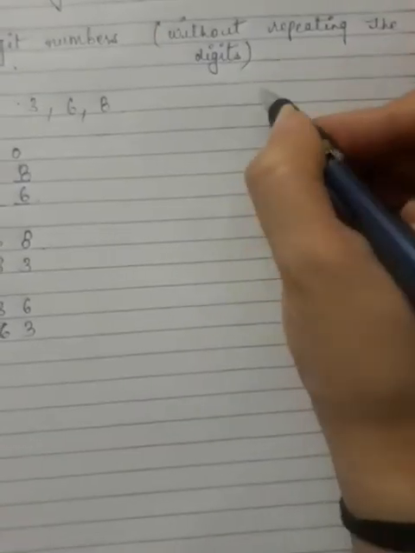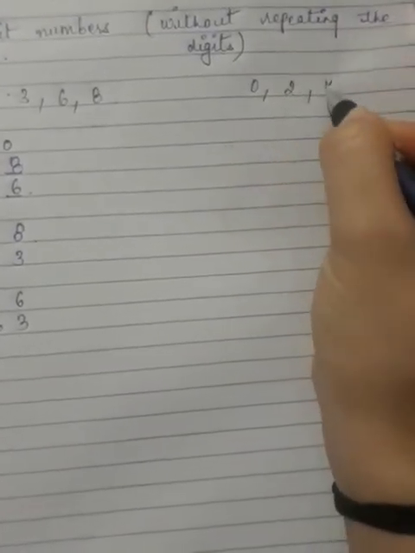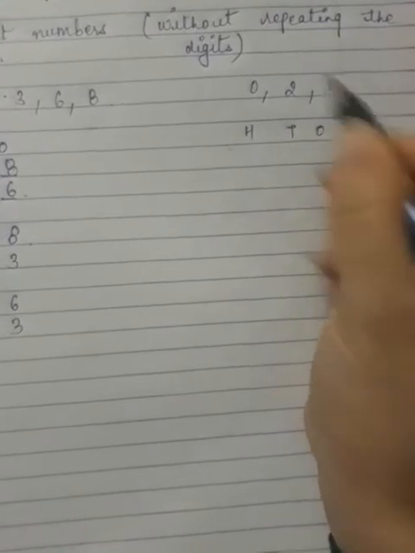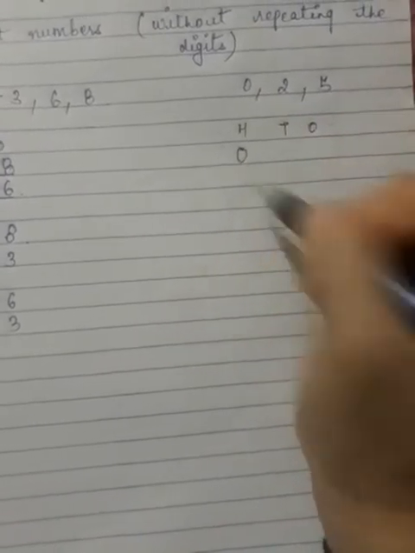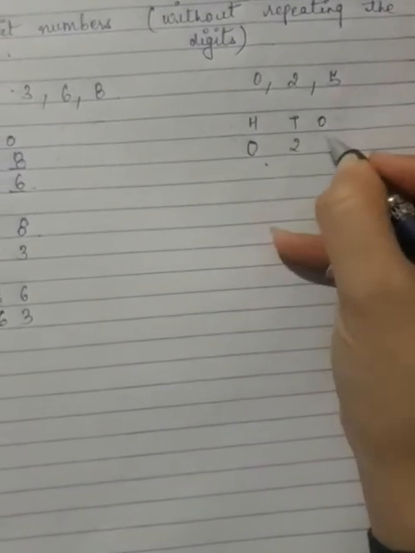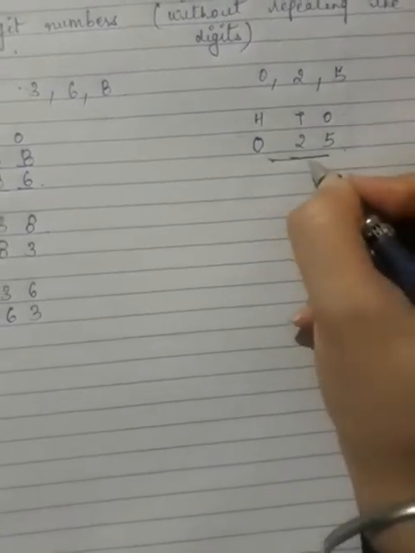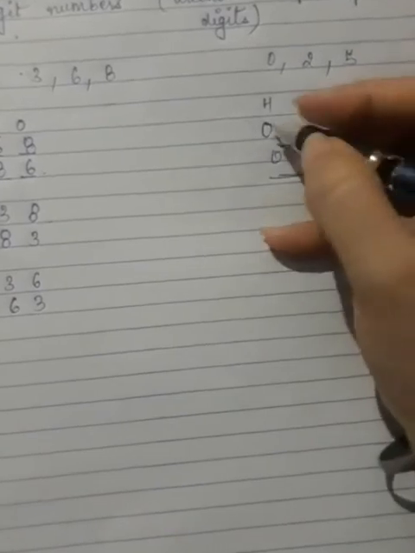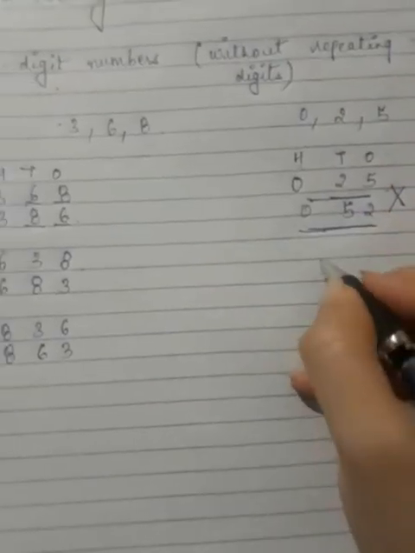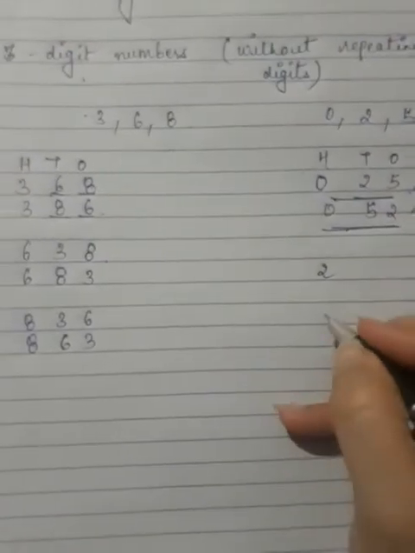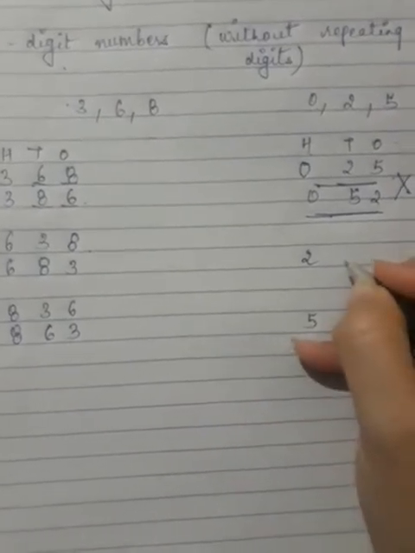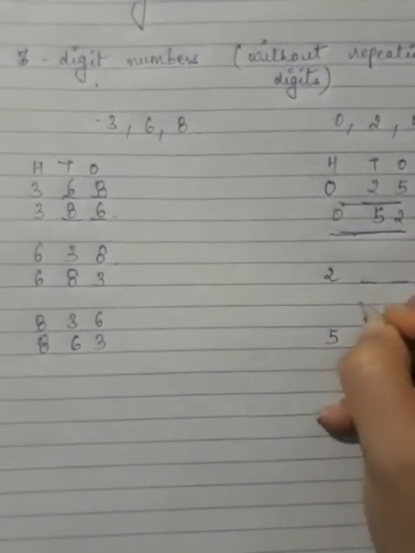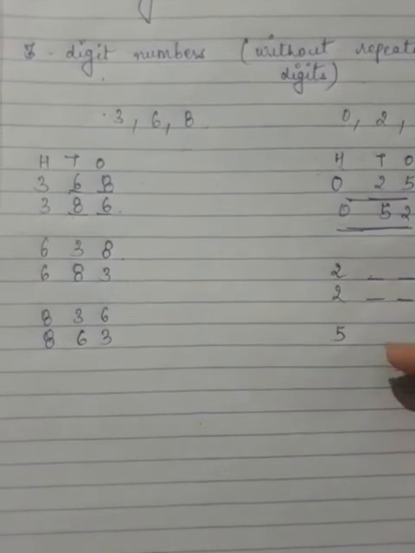Now let us take another example. 0 to 5. You cannot keep 0 at hundreds place. If you do so, then it will be a 2-digit number and not a 3-digit number. So we cannot keep 0 at hundreds place. You can keep 2 at hundreds place and 5 at hundreds place, and the remaining digits at the remaining places.